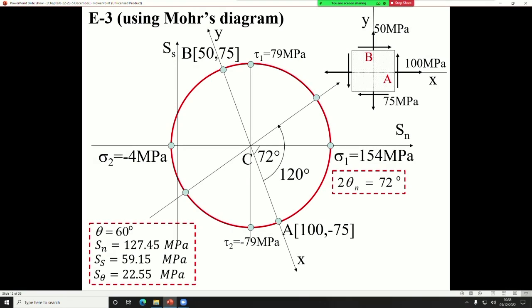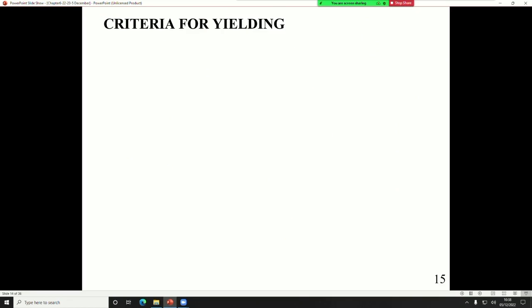Now we move on to the next slide. So I cover slide 15 for you because it's stress related. Then I move on to a strain analysis. And that's criteria for yielding.